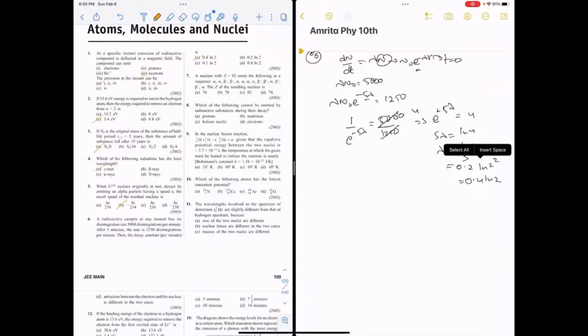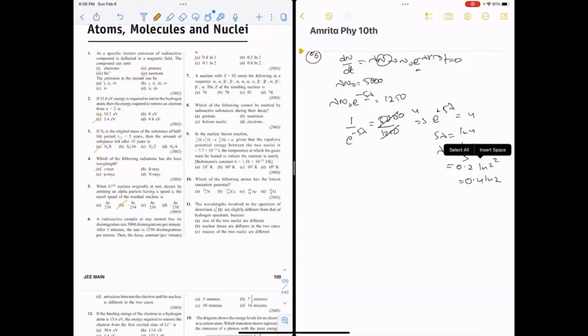Next one, 7th one. I hope you understood. Do you guys got the message, Amrita? A nucleus with Z is 92 emits the following in a sequence: alpha, alpha, beta minus, beta minus. Beta minus means an electron will come out. Beta plus means a positron will come out. Then Z, the atomic number of the resulting nucleus, is?